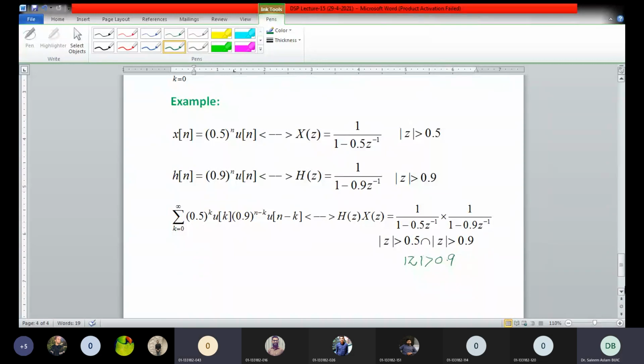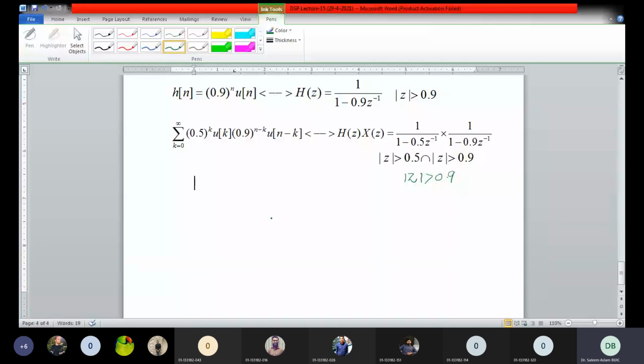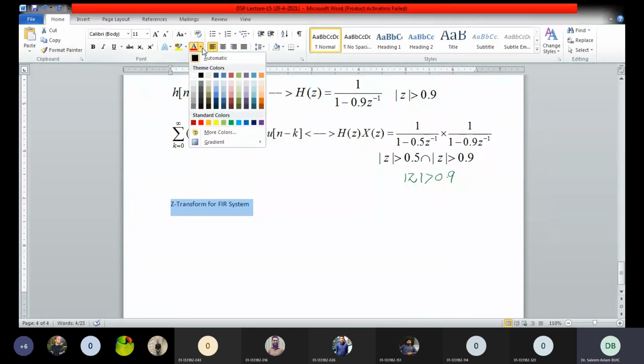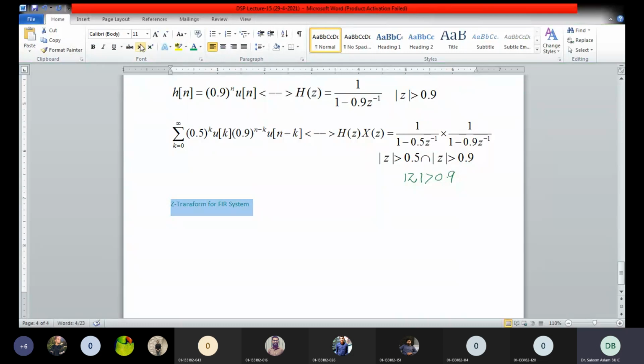Yes, sir. Okay, one example in your book is given with respect to the FIR. So I would like to spend 1 minute on the Z transform for an FIR system. Let's take an FIR system and together compute its Z transform and try to plot it. Right, so your FIR system would be like this.